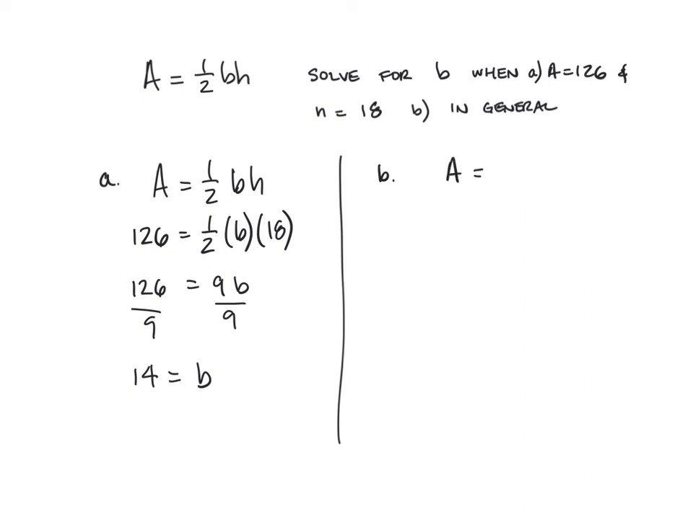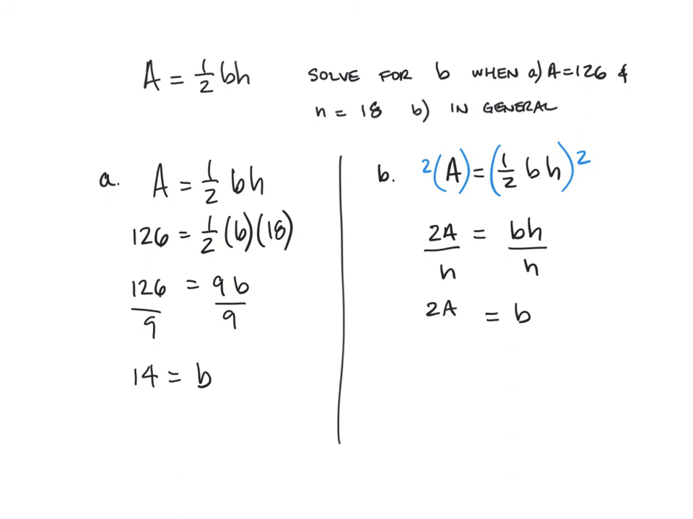So area equals 1/2 base times the height. So I'm going to multiply everything by 2 to clear my fraction. So now I have 2a on the left, and then we'll have just bh on the right. So to get b by itself, I would divide by h, divide this by h. So b is equal to 2a over h. And I can rearrange that so it looks like this. B is equal to 2a over h. So there's our literal equation solved for b.